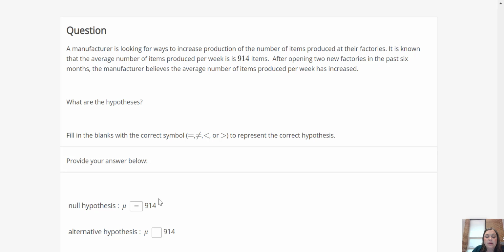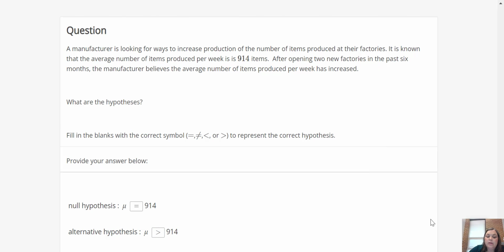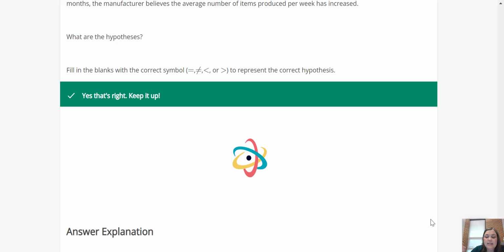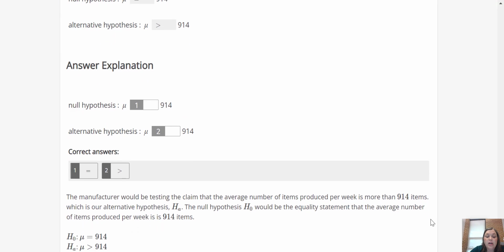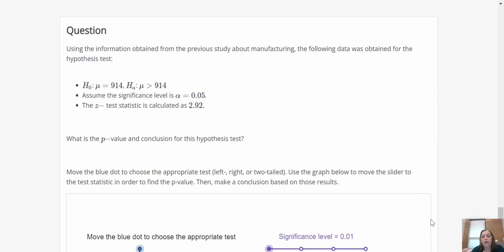So we know that the mean is equal to 914 will be the null, and the alternate has to do with this claim here that it's increased. So we're going to use the greater than sign, right? So that's similar to what was in the last section homework, but this now takes you to a place where you're actually going to do a hypothesis test with this little Knewton. It's kind of like an applet that they have here.